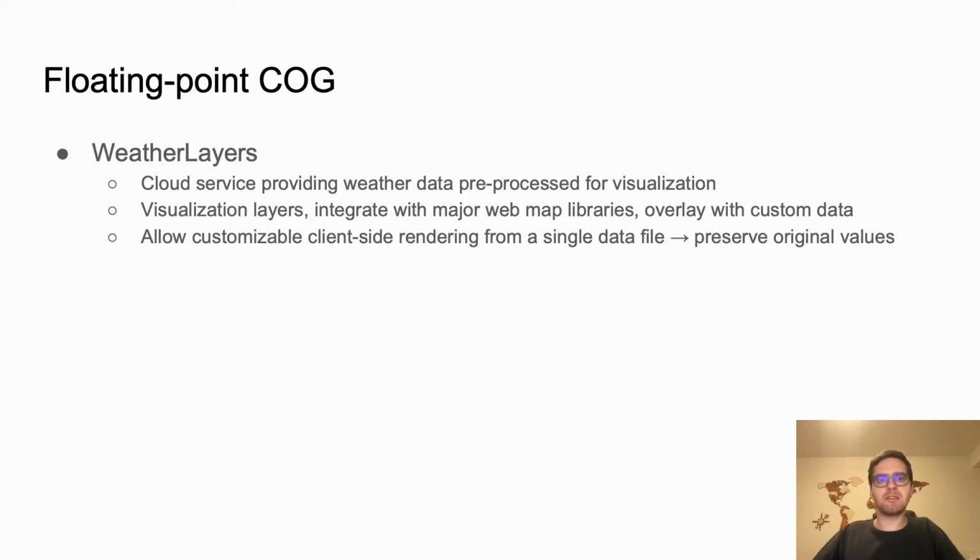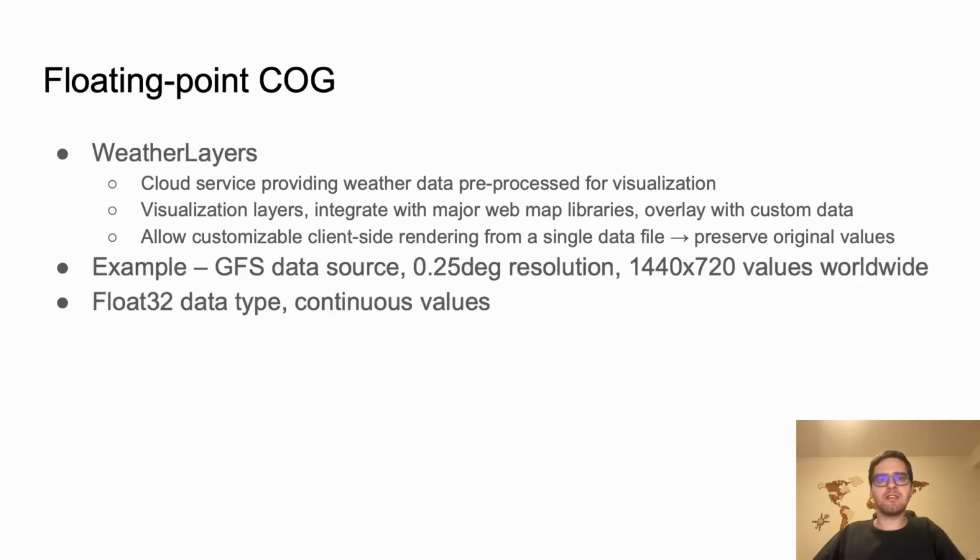Weatherlayers aim to allow customizable client-side rendering from a single data file, so that customers can configure rendering on the client as much as possible. This means we need to preserve the original data values. Let's take the GFS data source as an example. GFS with 0.25 degrees resolution consists of 1440 times 720 values worldwide.